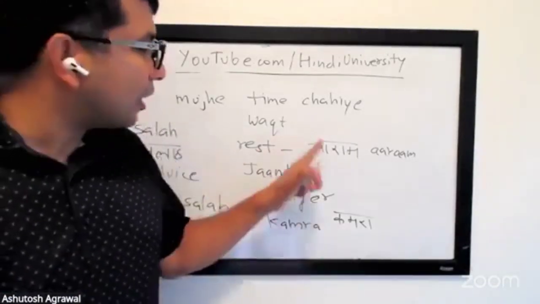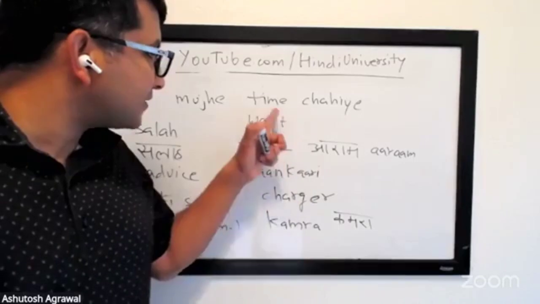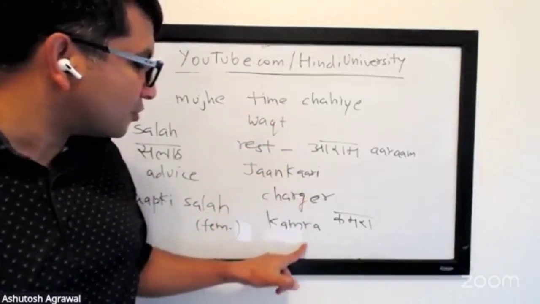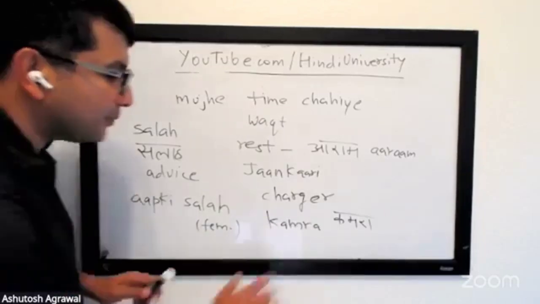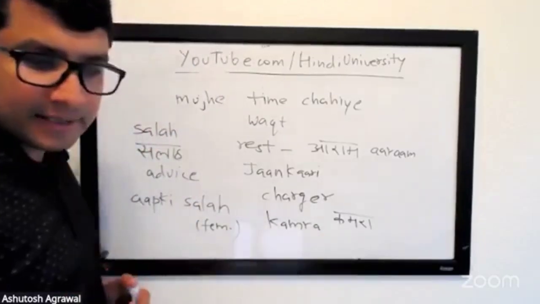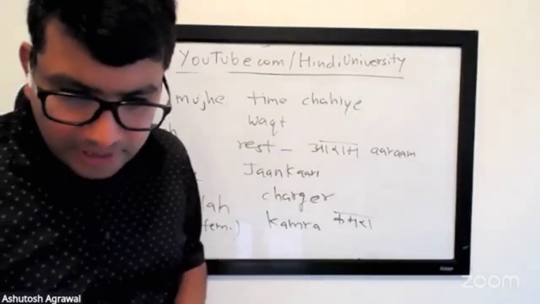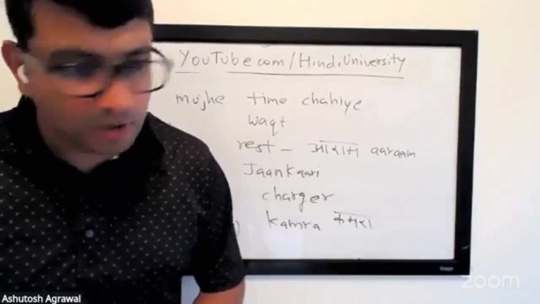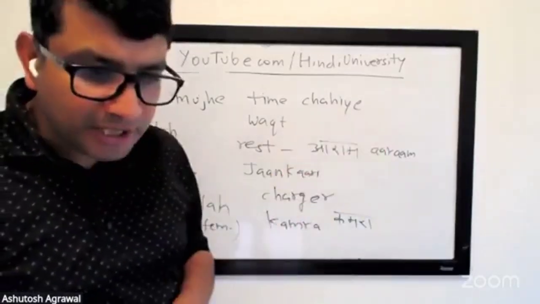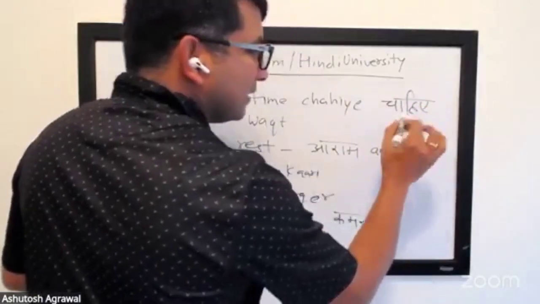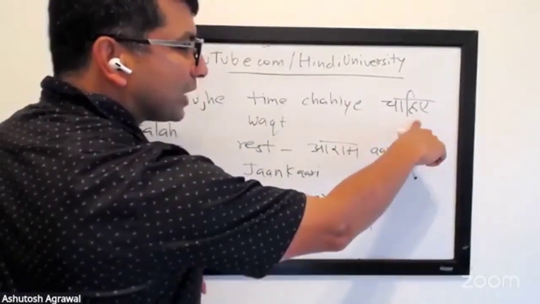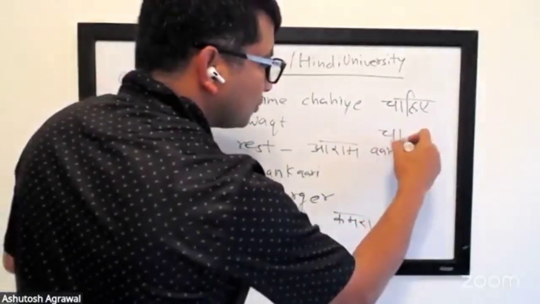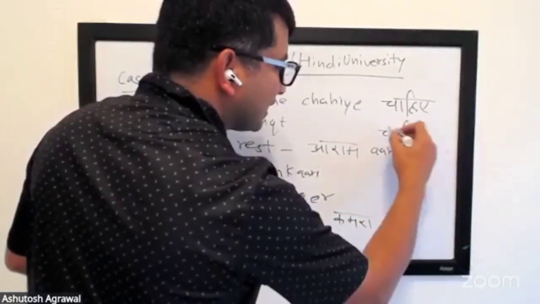Imagine. Right now, all the things we are talking about are singular: time, rest, information, charger, room. What if it is plural? Instead of kamra, it is kamre. Instead of gadi, it's gadiyan, like watches. Do you think there will be any change on chahiye? So, typically, this is your case number 1, where you will use chahiye. For plural, which is case 2, it will become nasalized, chahiyen.